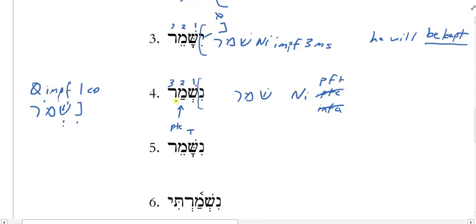Once you decide that this is a Nifal perfect, then which perfect personal ending is 0? 3ms, exactly. So how will I translate this? He, perfect will be usually what time frame? Past. Nifal will be passive. So he was kept. Good. Or guarded. All right? Good. Number 5, we have nishamer.